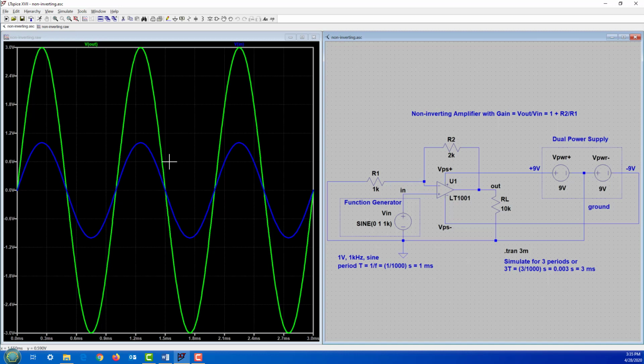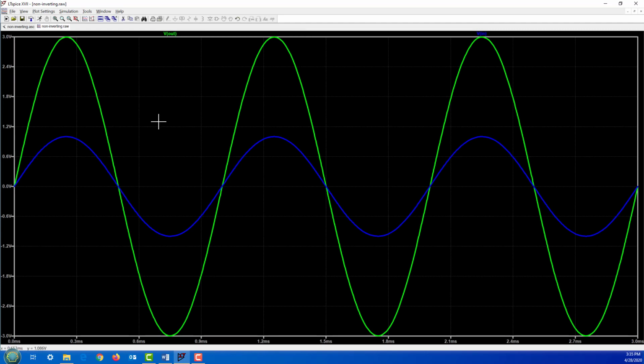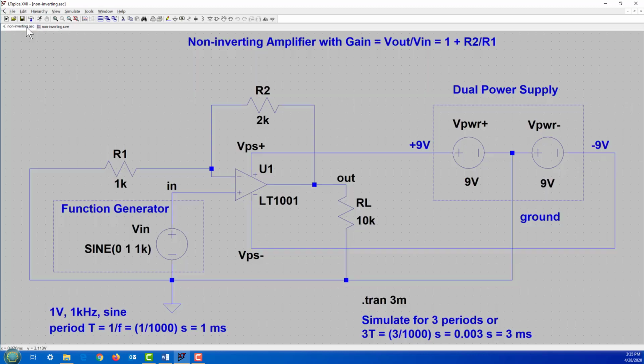We see the input and the output. The blue is the input, right? That's the 1 volt height. So let me make this larger so you can see it. That blue waveform is a 1 volt sine wave, and you see 3 cycles. And the green or yellow, whatever that color is, that's the output waveform, and you can see the amplitude to be 3. Why? Because the gain is 3, isn't it? Because it's 1 plus R2 over R1. R2 was 2K and R1 was 1K.